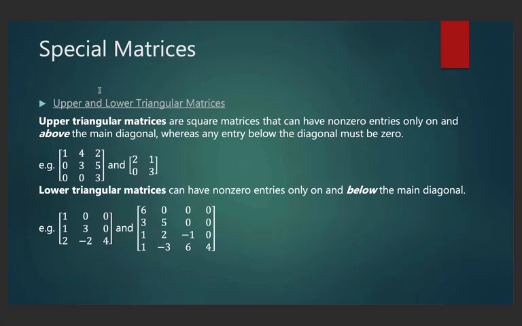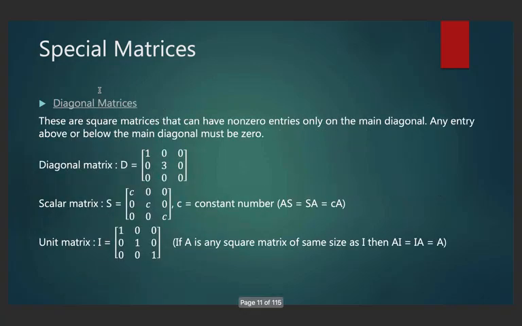Lower triangular matrices can have non-zero entries only on and below the main diagonal, and the upper entries should be 0. Diagonal matrices. These are square matrices that can have non-zero entries only on the main diagonal, and any entry above or below the main diagonal must be 0. So in a diagonal matrix, you can see there are numbers only on the main diagonal, and above and below it should be 0.